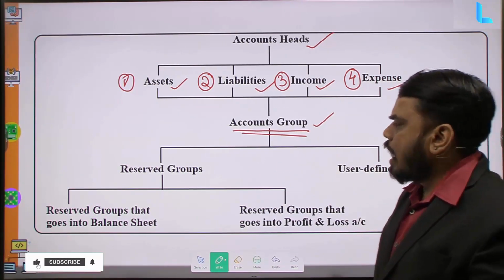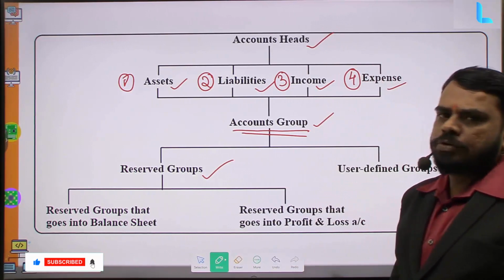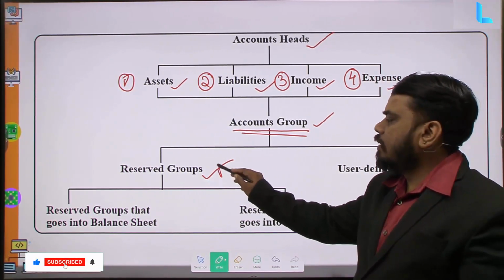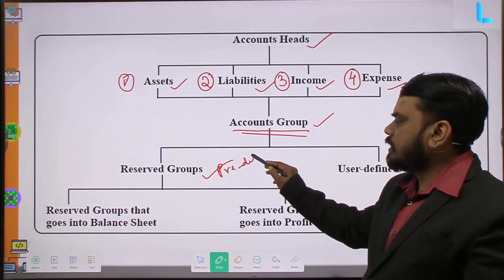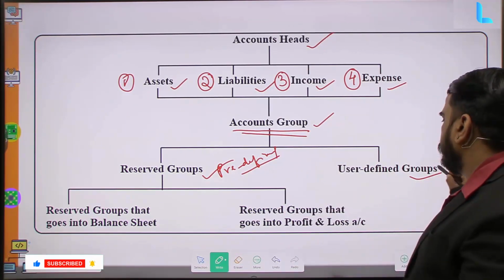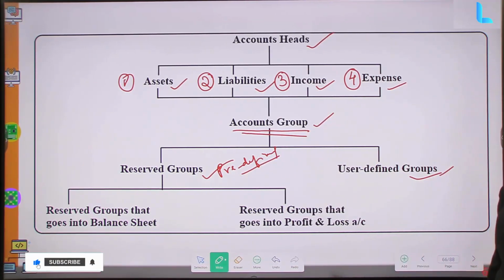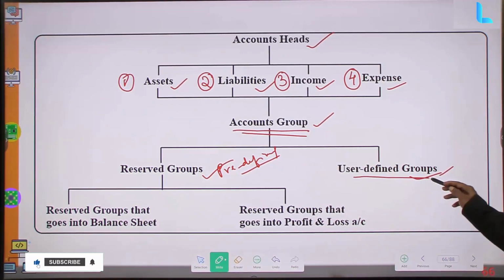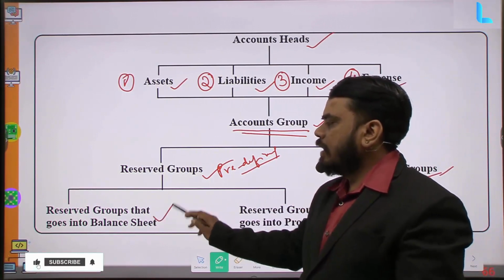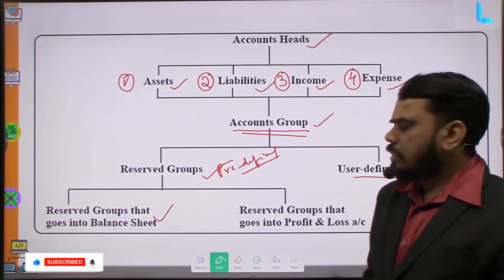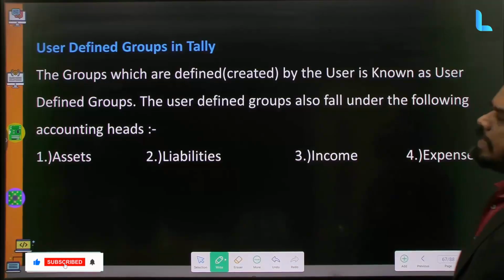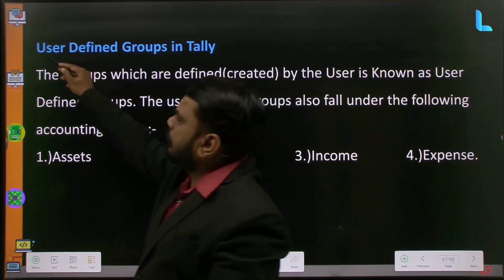As I said, account groups are broadly classified into two categories, that is reserved groups and user defined groups. The one which is predefined, or which is created as soon as we create a company in Tally, is called the reserved groups. The other one is the one which we users define, which is called the user defined groups. Under reserved groups there are two categories as discussed earlier. One is the reserved groups that go into the balance sheet, another is the reserved groups that go into the profit and loss account.